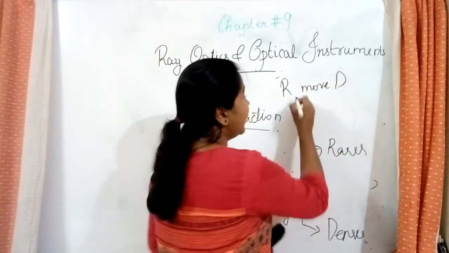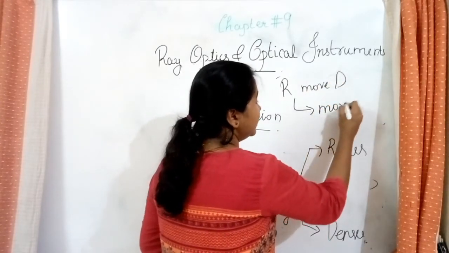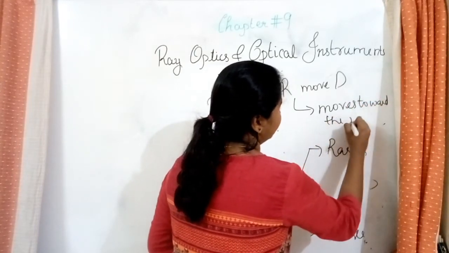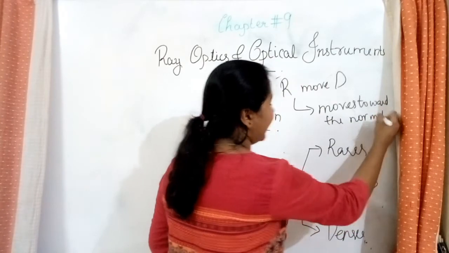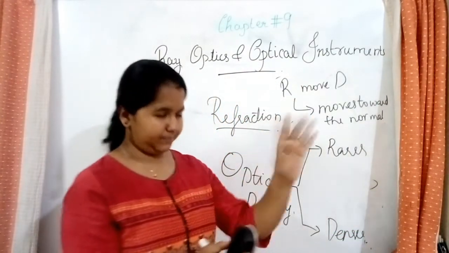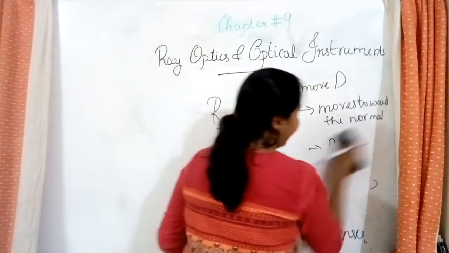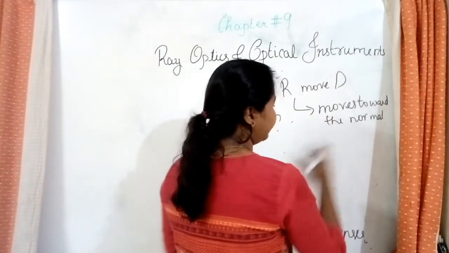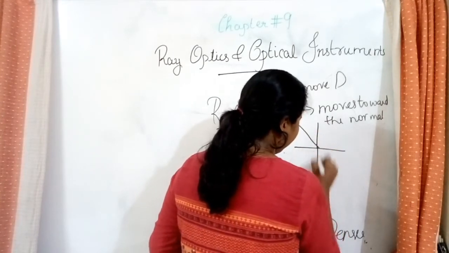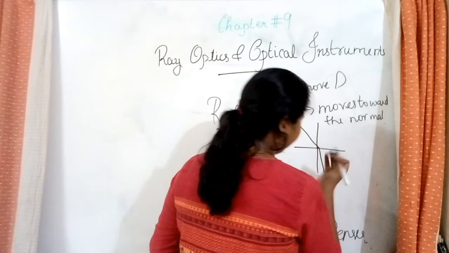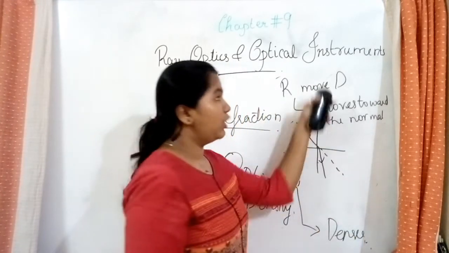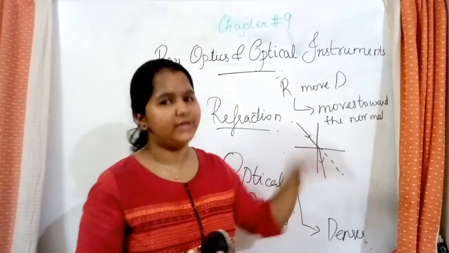So what happens when a light ray moves from a rarer medium to a denser medium? It moves towards the normal. Towards the normal means the angle will become small. So the diagram would look something like this: if this is the normal and the ray is going like this, it will move like this. This is for moving from rarer to denser medium.